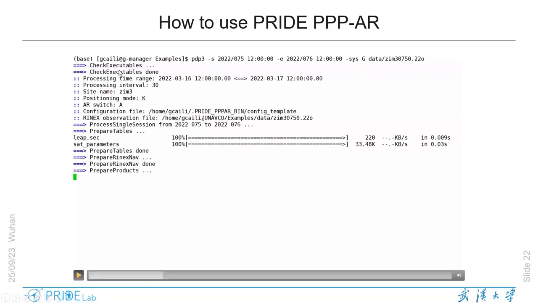Okay, we stop here. The first message shows the time range that the program recognized, and you can make sure if it matches what you want.